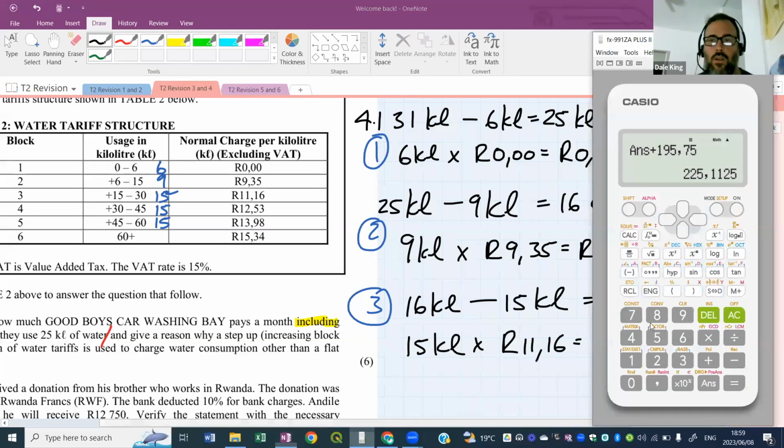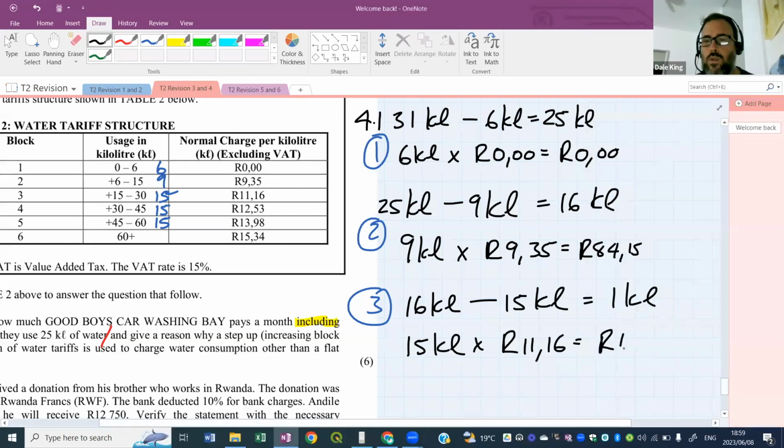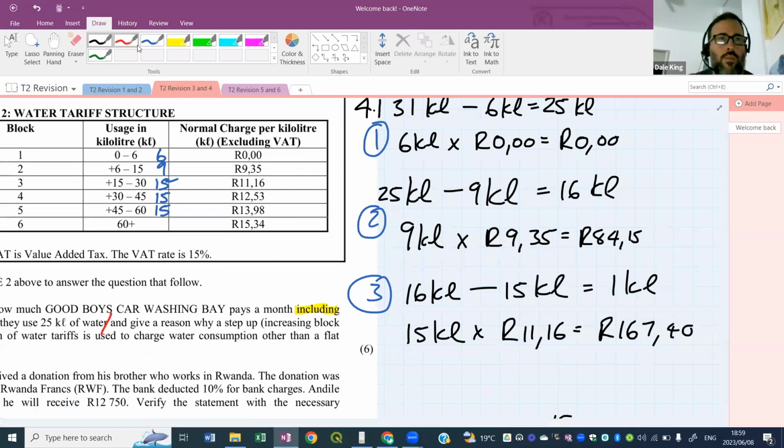This is the difference now. It wasn't just 9, we got 15 here that we're charging. All right, so it's 11 Rand 16, which gives me 167 Rand and 40 cents. So 167 and 40 cents. Okay, I still got 1 kiloliter left. I've used up all of block 3.